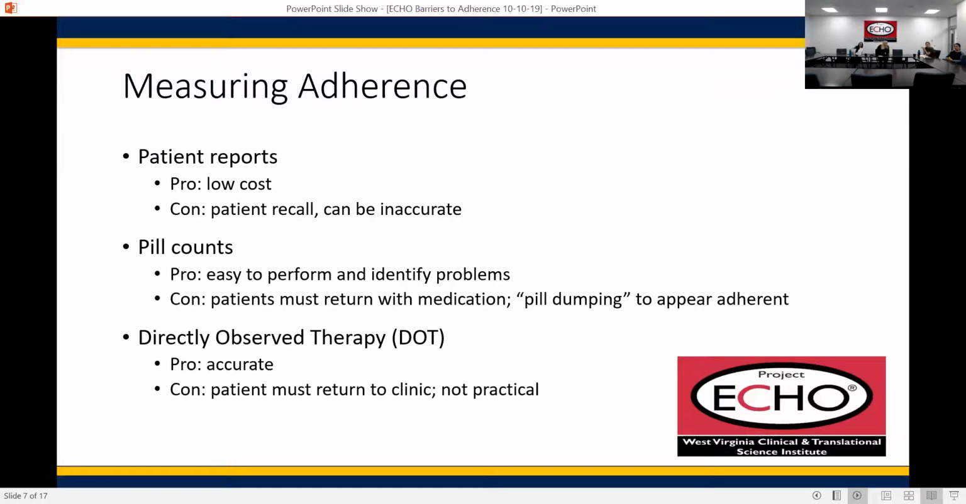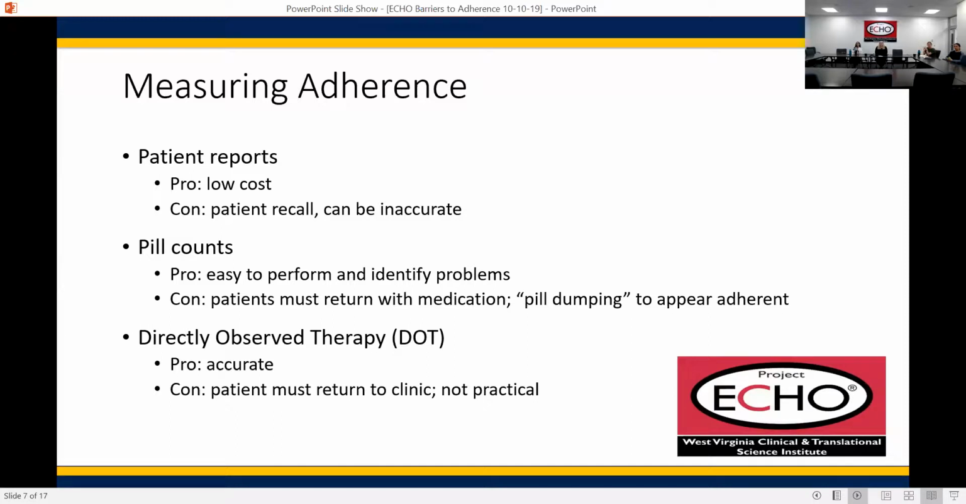As far as measuring adherence, there's a lot of ways we can do this to evaluate whether or not the patients are adherent when they come in for their visits and we're looking at their medication. The easiest thing is just to go by patient report. Are you missing any doses? This is really easy. It doesn't cost anything. The problem with this one is going to be patient recall.